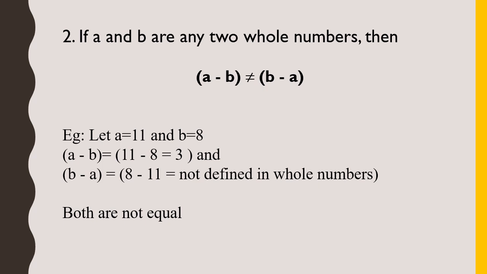Then if we do the RHS, the right hand side, which is b minus a, it is not defined. We cannot subtract 11 from 8. It is not possible in whole numbers. So that's why both the sides are not equal in this particular operation, that is subtraction. Let's move on to the next property.